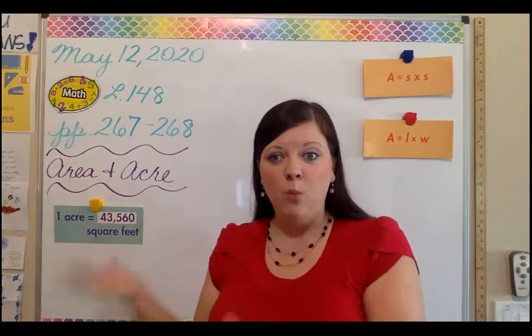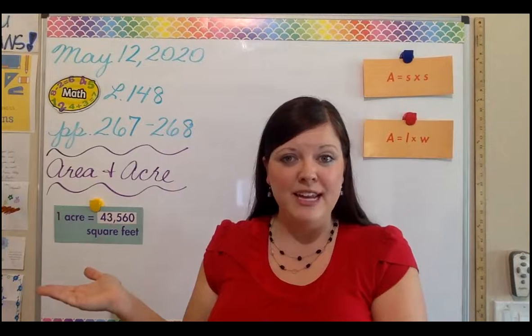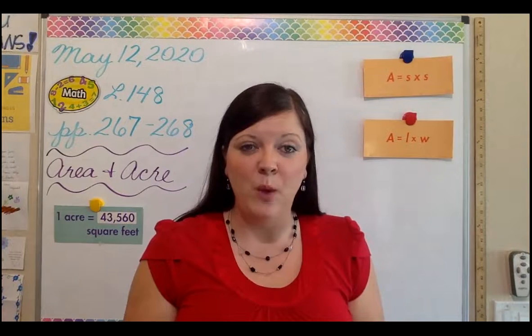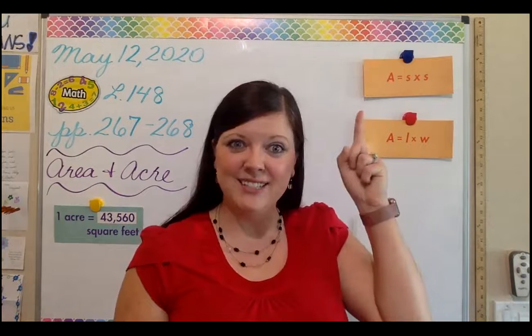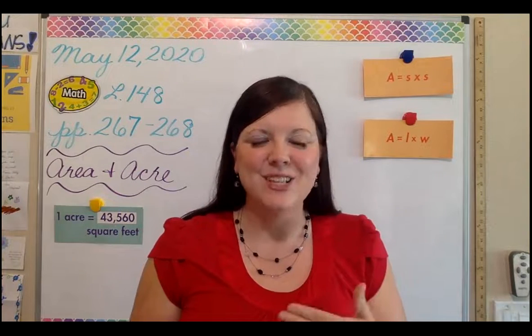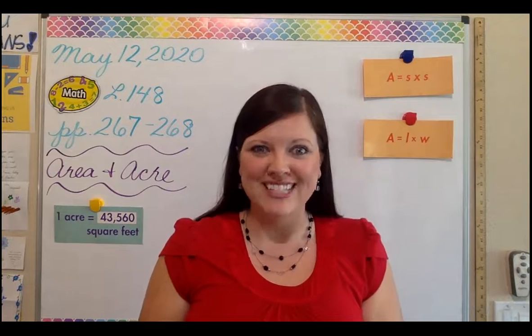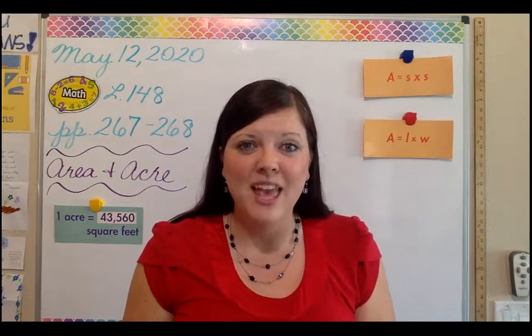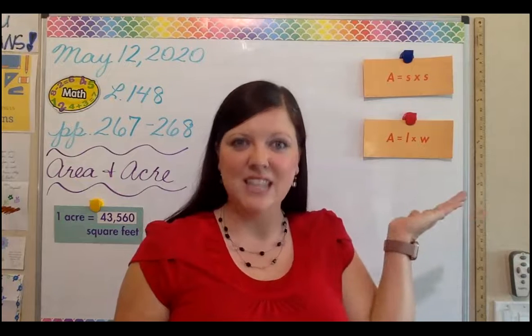Number one, area is equal to how many square feet? 43,560. What is the formula for finding the area of a square? Area equals S times S. What is the simplified version of that? Area equals S squared. That means to multiply the S by itself. What is the formula for finding the area of a rectangle? Area equals length times width.